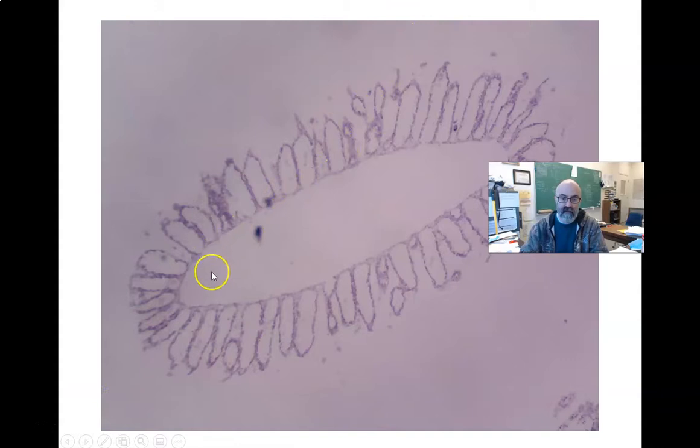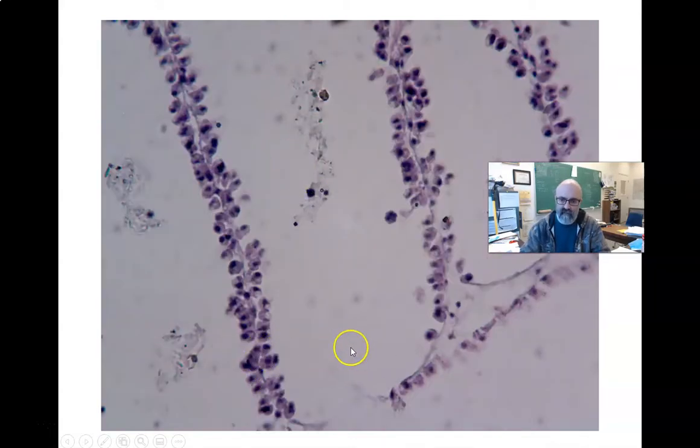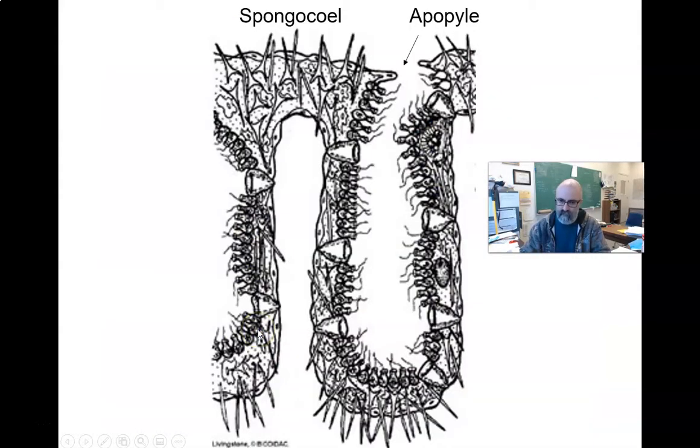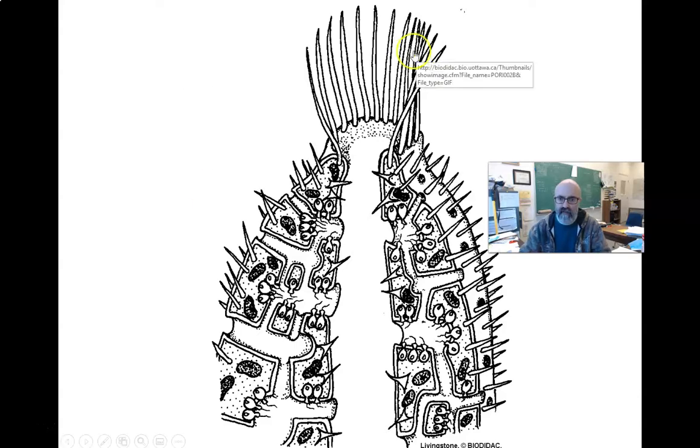Okay, so here's that cross section you looked at in lab, or you will look at in lab. Here's the spongocoel. Here are the side chambers lined with the choanocytes. Focus in, right? Water comes in through here, into the spongocoel, out the osculum. Here's those choanocytes. That would be more like a syconoid sponge.